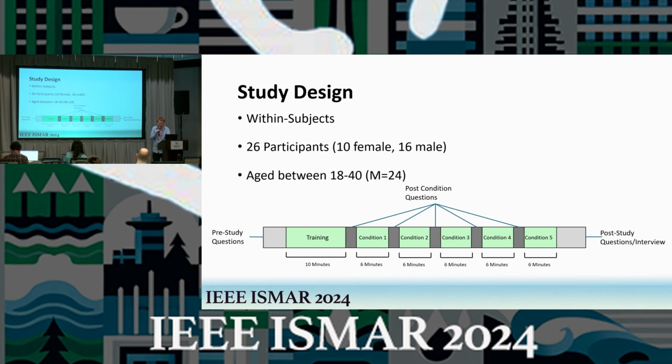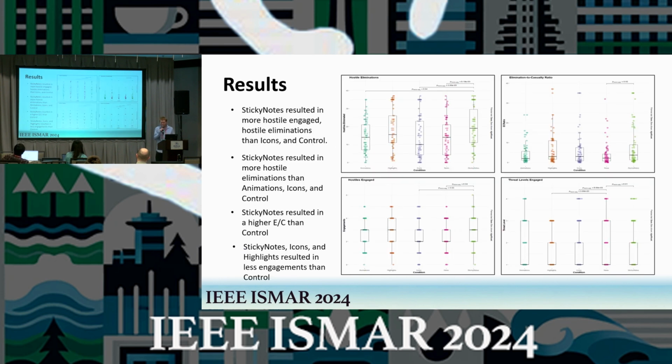The results of the study found that sticky notes were beneficial for task performance as they resulted in more hostile eliminations than the control and icons, more hostiles engaged than the control and icons, more hostile eliminations than animations, icons, and the control, and a higher elimination to casualty ratio than the control. Sticky notes, icons, and highlights also resulted in participants engaging lower threat levels than the control.